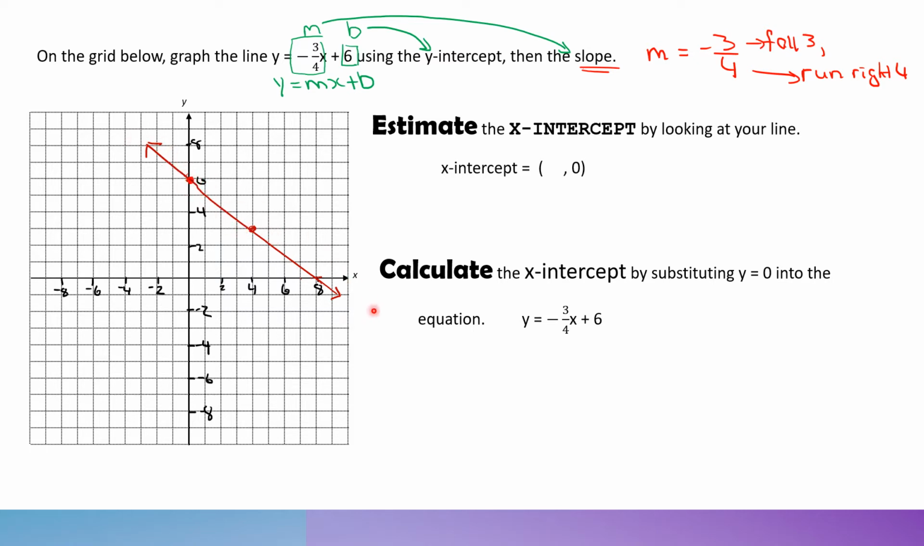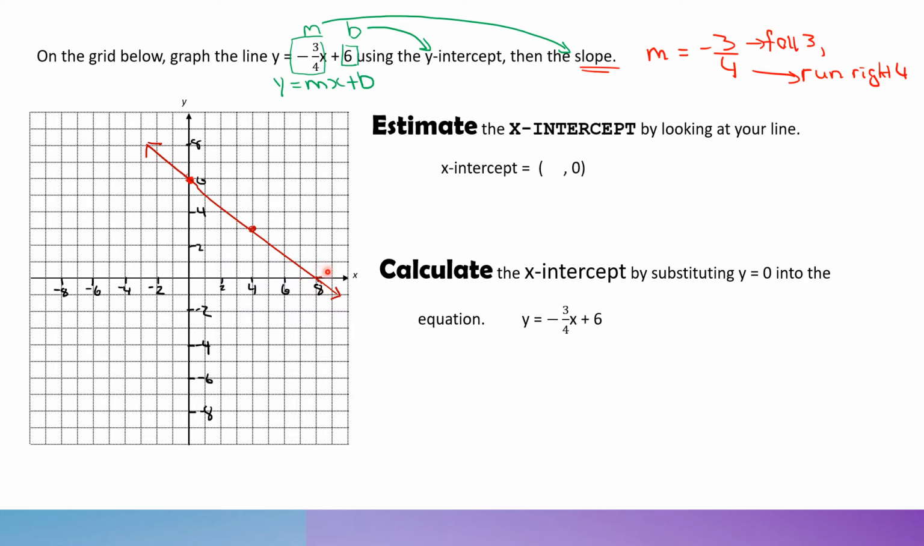You have to draw a full line, preferably crossing both axes, cross the y-axis and cross the x-axis, and put arrows on the end. So that's the first part. The second part says estimate the x-intercept by looking at your line. So where does your line cross the x-axis?